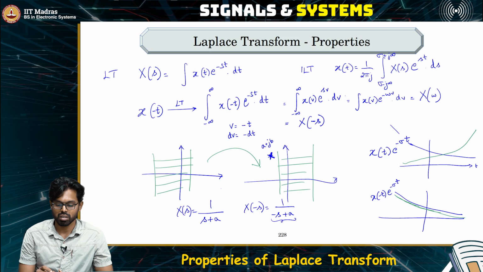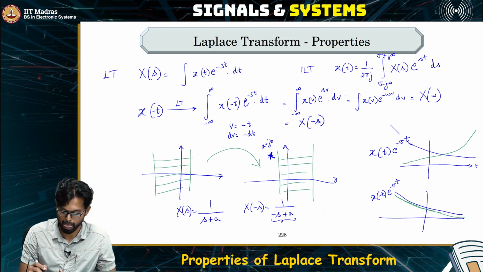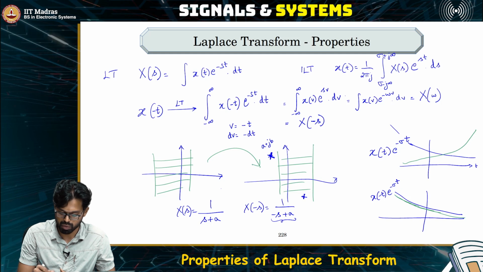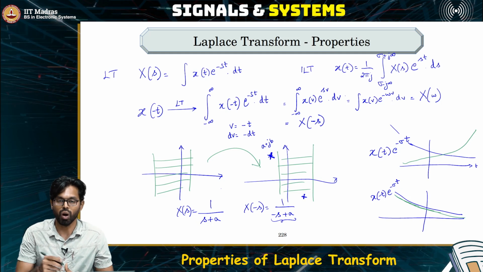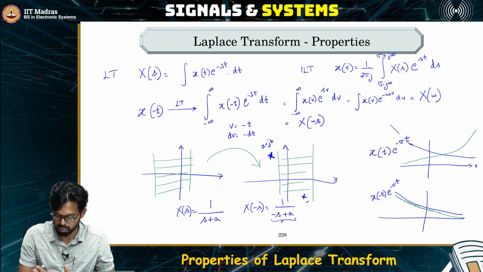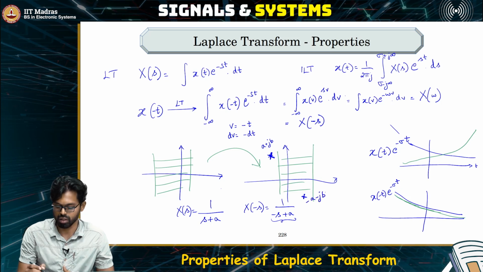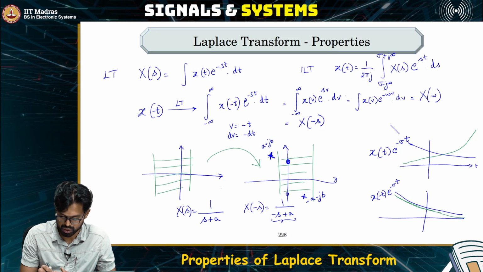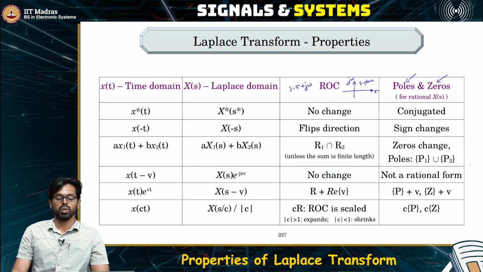Now the sign changes, because of which we will see a reflection about the origin. So we will get a pole that is present here. Similarly, if there was a 0 here, then the 0 comes here after reflection. So let's see the next property.